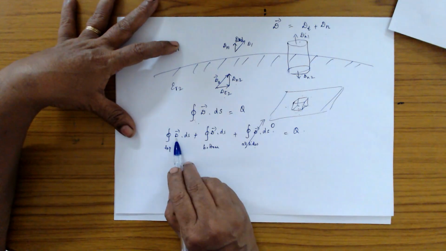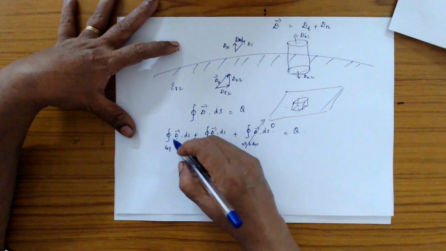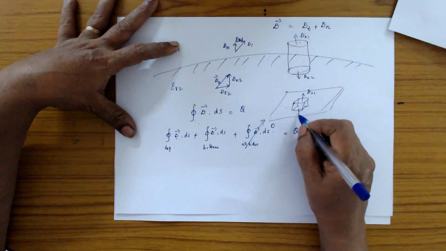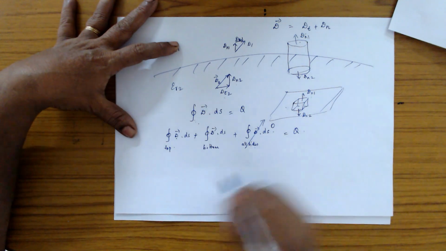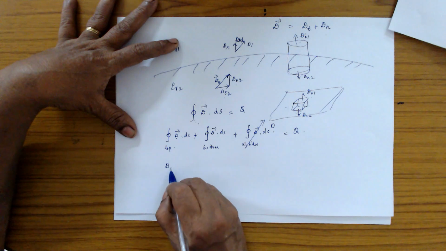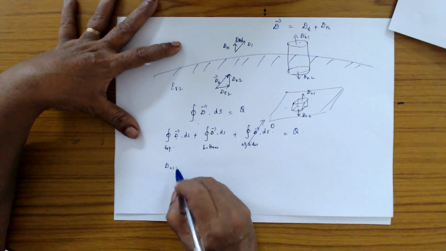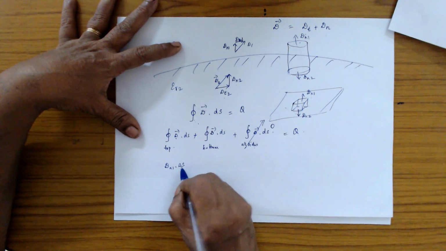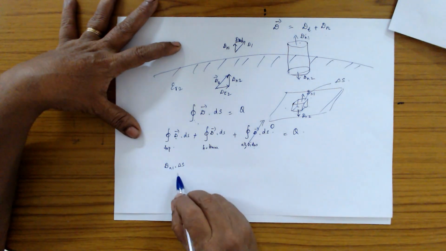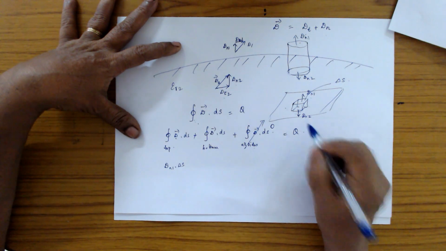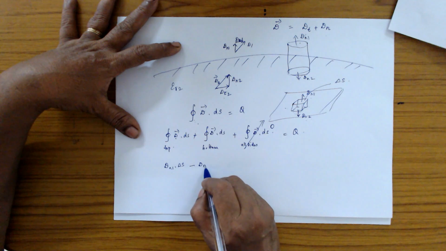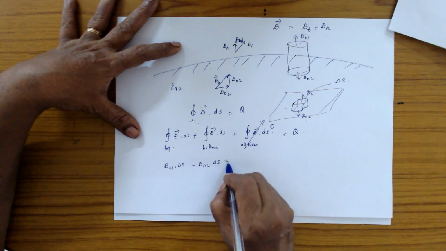Now what I can substitute here is, what is the normal component on this side? This is my Dn1. What is the component here? This is Dn2. So this is a normal vector. I can put it as Dn1 into delta S, where this is my surface, delta S. What about this surface? This normal vector is opposite. So I can put minus Dn2 into delta S, and that is equal to the charge.